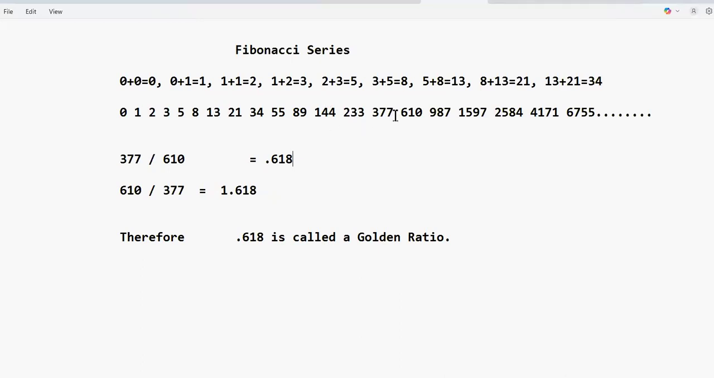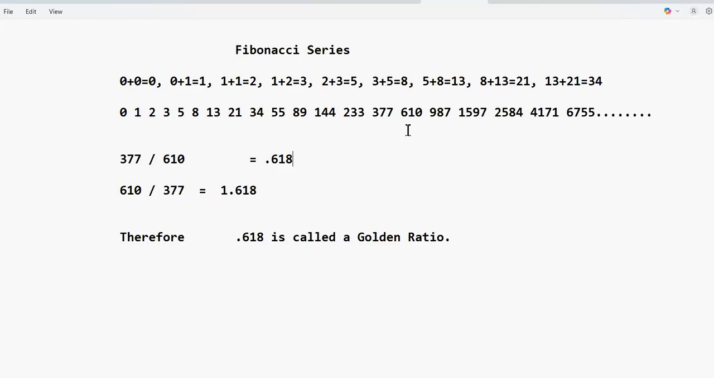Simple as that, right? So here, for example, 21 and 34 give you the next number. Then that number and 34 give you the next number. So this is how the series builds, right?